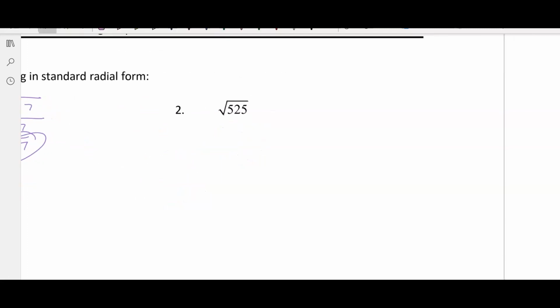The next one here, the square root of 525 reduces down to 25 and 21. From here, to get 25, 5 times 5, that's a pair. So the 5 comes out, and then we're left with 21.